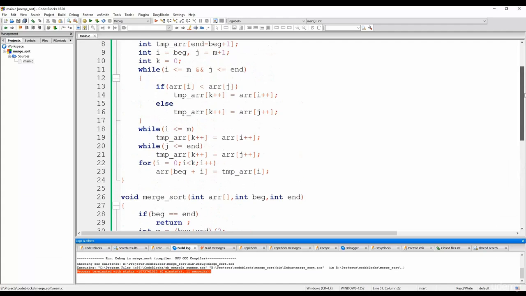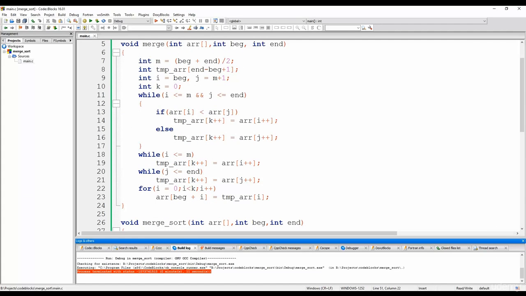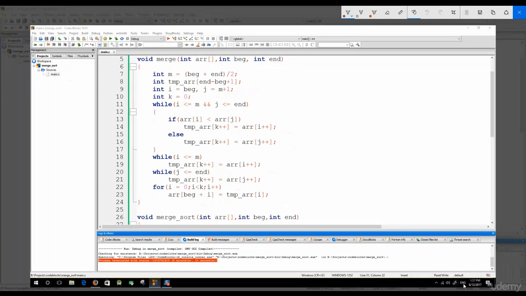And for the merge algorithm, we have a bunch of constant operations here, and we have a while loop. This while starts at most from the beginning to the middle, okay? And the j starts from the middle to the end. So at least here we have n divided by 2 operations, and basically here we have also n divided by 2 operations.